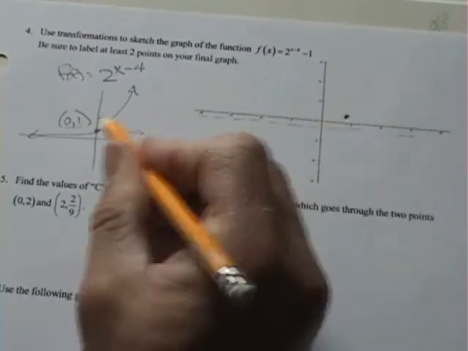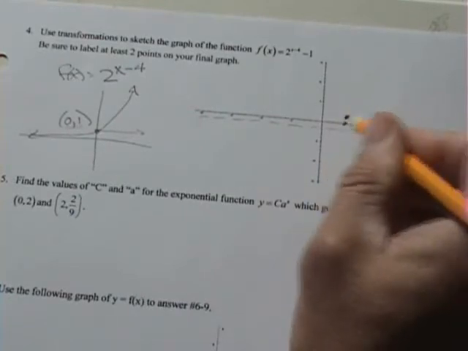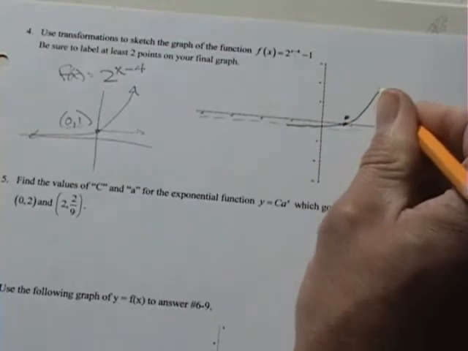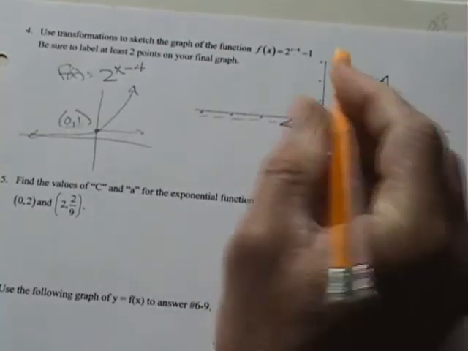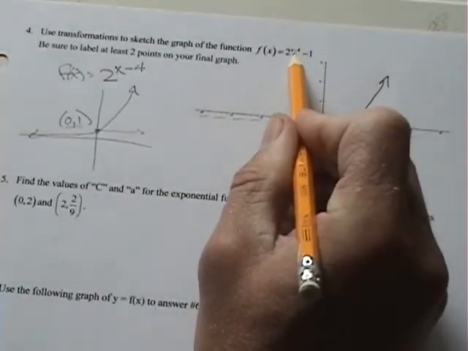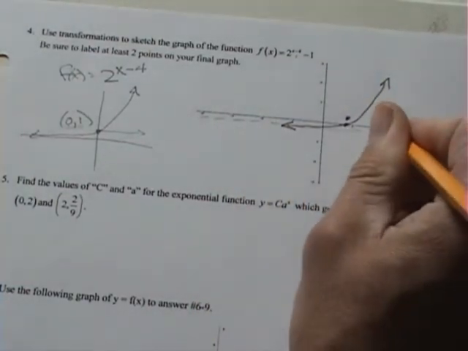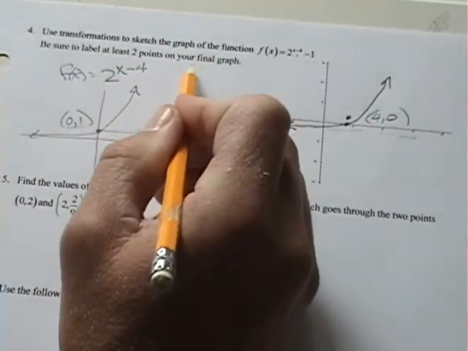So this point, 4, 1 now becomes 4, 0, and that's what it's going to do, and then it's going to go up like that. Okay, so it moves over to the right 4 and down 1, and that point right there is at 4, 0. Be sure to label at least 2 points in your final graph.